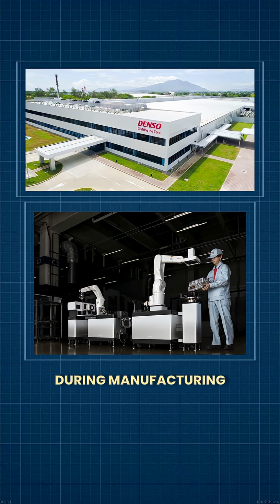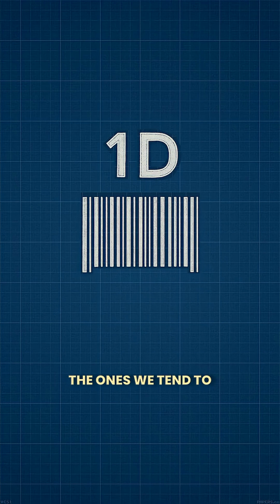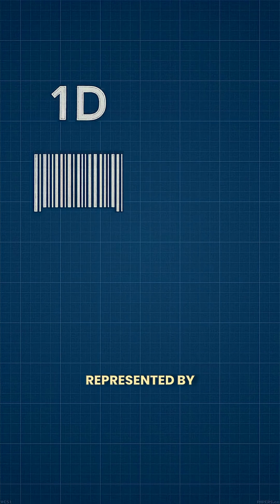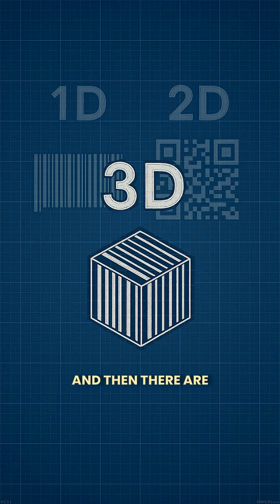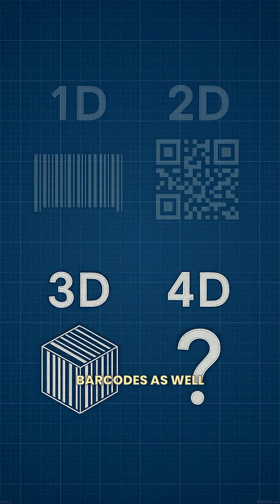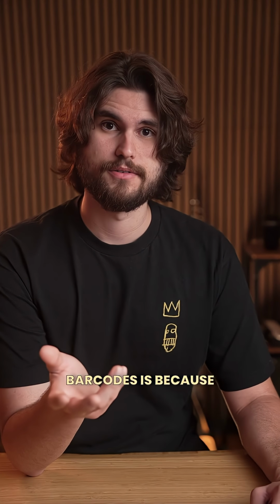during manufacturing. There's actually a few different categories of barcodes. One-dimensional barcodes, which are the ones we tend to see in the supermarket, typically represented by vertical lines. Two-dimensional barcodes, represented by vertical and horizontal lines, which can take the form of rectangles, dots, and other shapes. And then there are three-dimensional and even four-dimensional barcodes as well. I'll get to those in a bit. The reason why we use QR codes instead of barcodes is because that second dimension allows for more data storage.